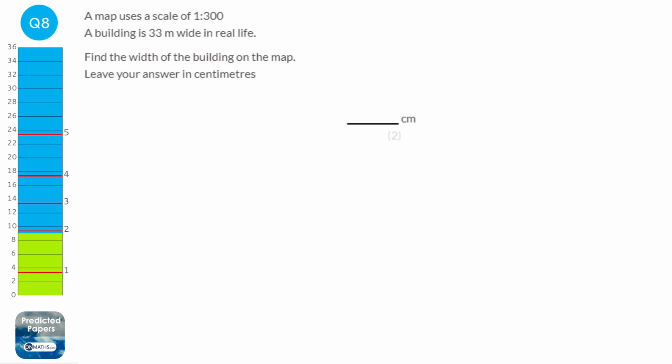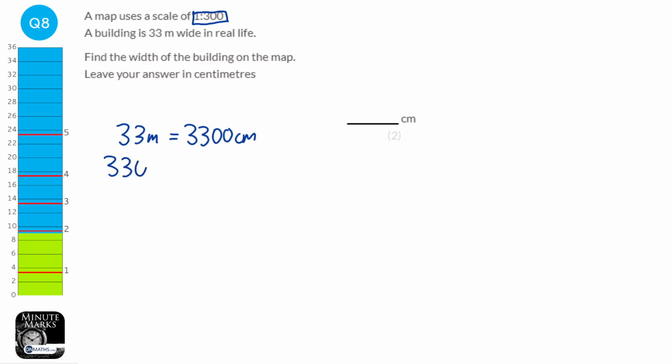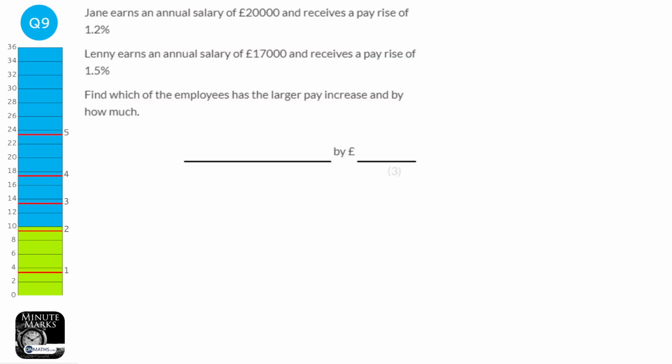I'm going to start by working out what the width of the building is in centimetres. So it says 33 metres, and I'm going to convert that into centimetres by timesing by 100. Now when it says it has a scale of 1 to 300, it means 300 in real life is 1 on our map. So all I need to do is divide it by 300 to find out what it's going to be on our map. So we'll just divide that by 300 and I get the answer of 11. So it's going to be 11 centimetres on our map.